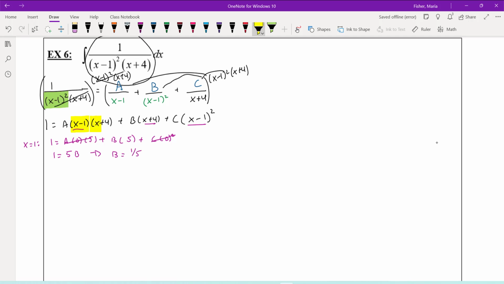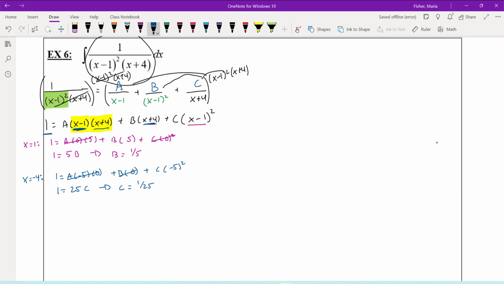Now what do I plug in next? So that term cancels at negative 4. Therefore x will equal negative 4. If x is equal to negative 4, I have 1 is equal to A times, this is going to be negative 5, and then that's 0, so that'll cancel, plus B times 0, so that'll cancel, plus C times negative 5 squared. Well, negative 5 squared is 25, so I have 1 equals 25C. Therefore, I know that C equals 1 over 25.